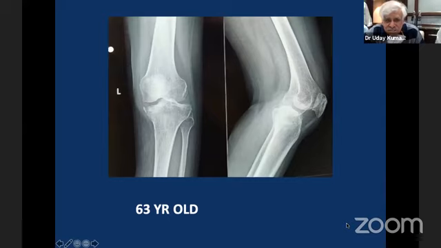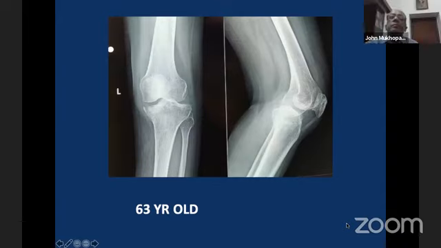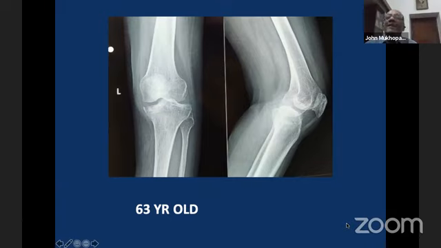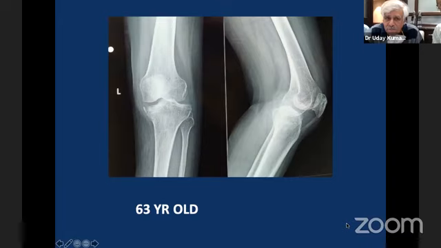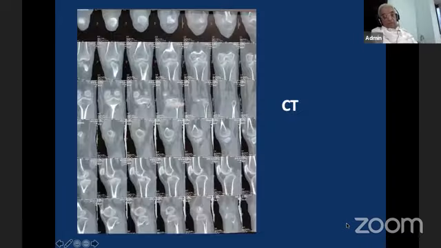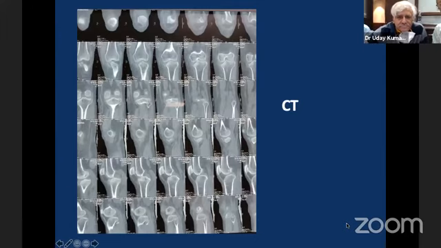Yeah, this was a 63-year-old patient. Hello, can you hear us? Yeah, we can. He came to us at the end of 3 months. What to do now? So what's his problem? He has pain, not finding it difficult to walk. At least do a CT and find out what is happening there. You have done a CT? Yes, sir.